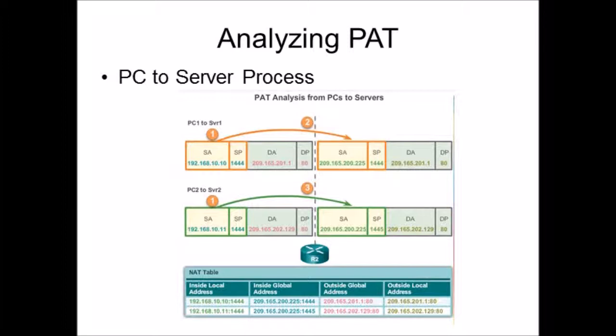Next, the packet from PC2 arrives at Router 2. PAT is configured to use a single inside global IPv4 address for all translations. Similar to the translation process for PC1, PAT changes PC2's source IPv4 address to the inside global address. Although PC1 and PC2 are using the same translated inside global address of 209.165.200.225 and the same source port of 1444, the modified port number for PC2 makes each entry in the NAT table unique.